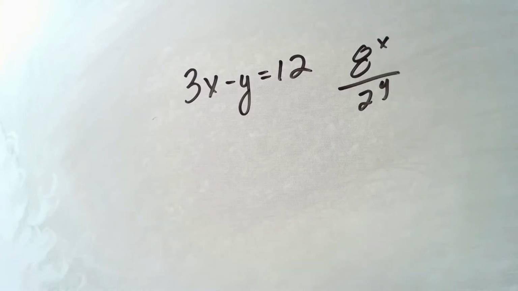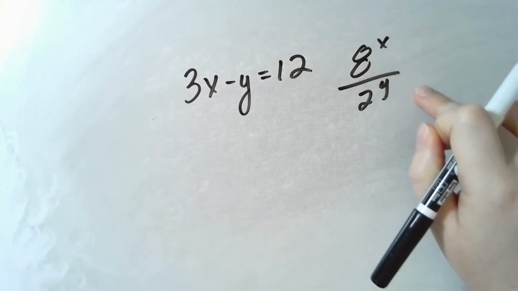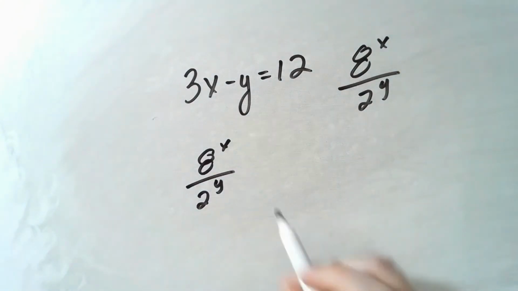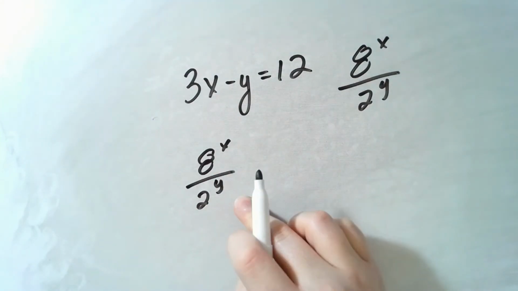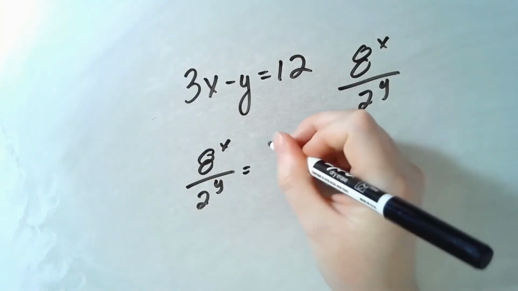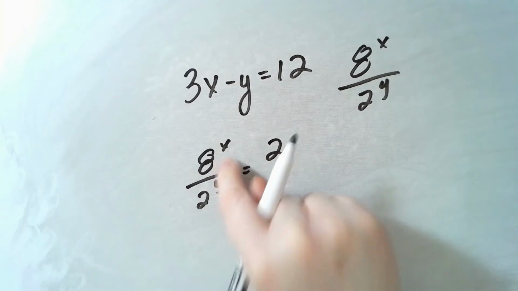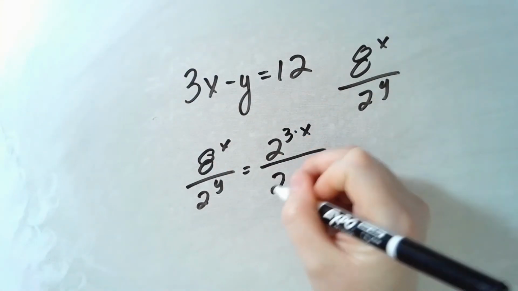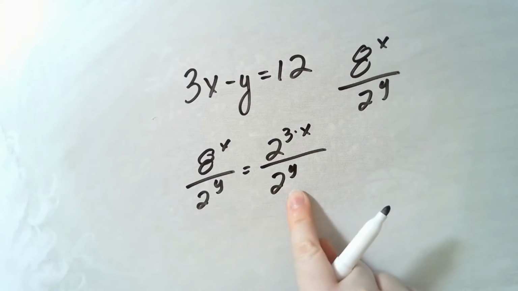The easiest way to solve this problem is to just take a look at this guy to start. So you have 8^x over 2^y. You can't do anything with this unless they have the same base. So you have to ask yourself, 2 to what power will get me 8? 2 to the third will get me 8. So this just becomes that.